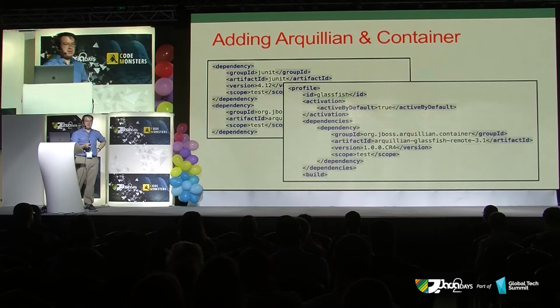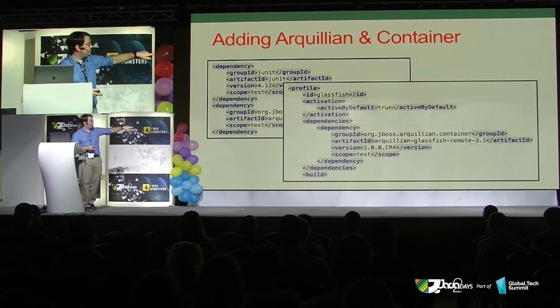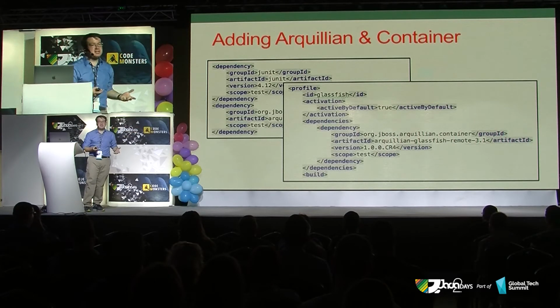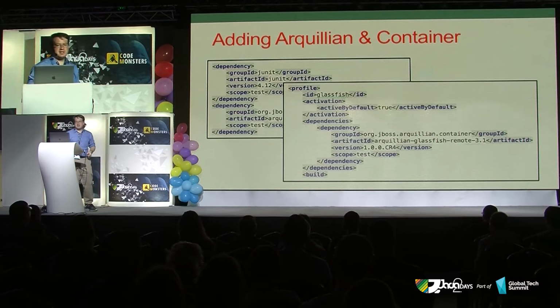Now, if I was doing embedded, this would say, instead of Arquillian GlassFish remote, Arquillian GlassFish embedded, and I would be working with the embedded container. And you set up different profiles depending upon what you're doing.